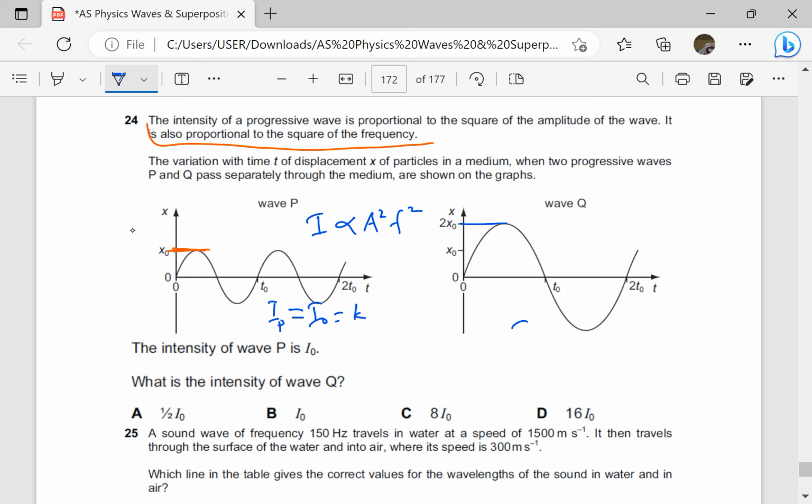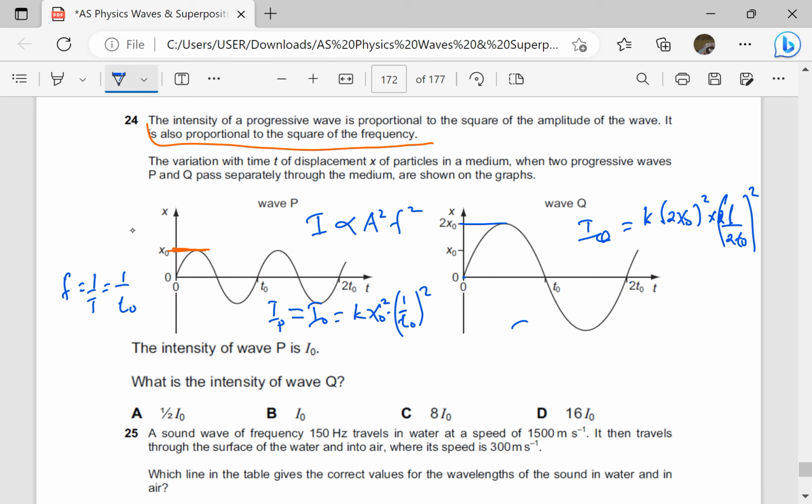So this will be K times the first amplitude, X naught squared, times the frequency. Frequency is equal to 1 over period, and the period here is T naught, so this is times 1 over T naught, and this is also squared. Then the intensity of Q is going to be equal to a constant K. The amplitude is twice X naught, but this is squared. The period here is twice T naught, so this is going to be 1 over twice T naught, but this is going to be squared because frequency is 1 over period. Okay, so we have these two equations.